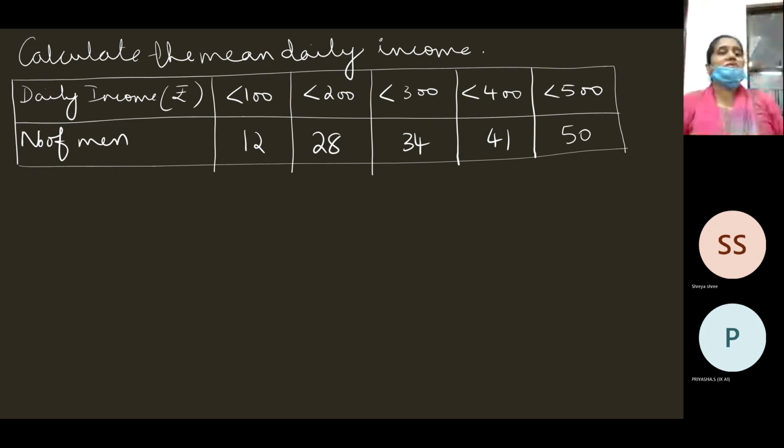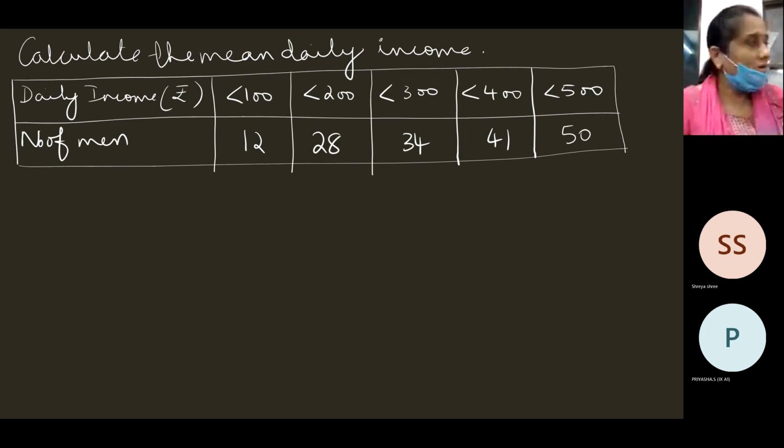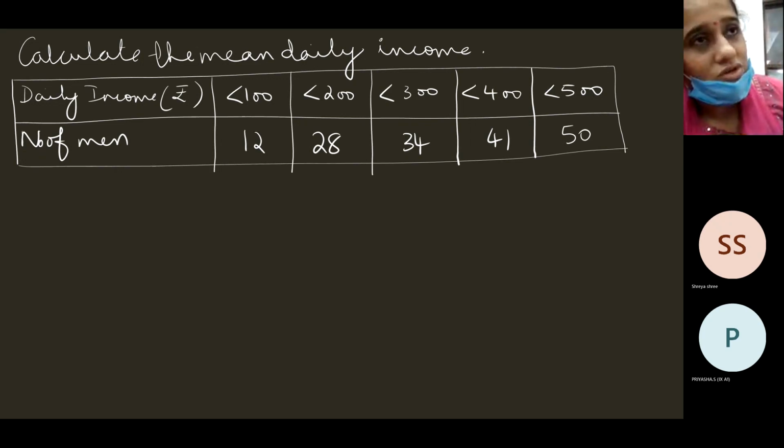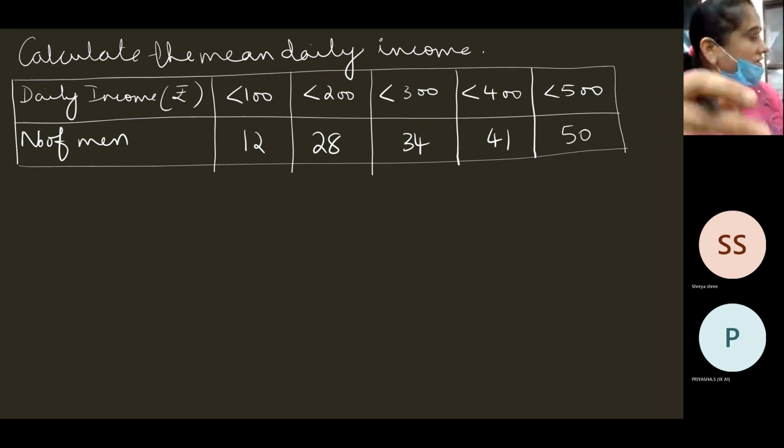Children, whenever the less than or the more than cumulative frequency distribution is given, you will have to find the class intervals and their corresponding frequencies. How do you know it is a cumulative frequency distribution and not a frequency distribution? You can see less than 100, less than 200, daily income less than 300, daily income less than 400. So whenever you have less than or greater than, that is not a frequency distribution. That is a cumulative frequency distribution.